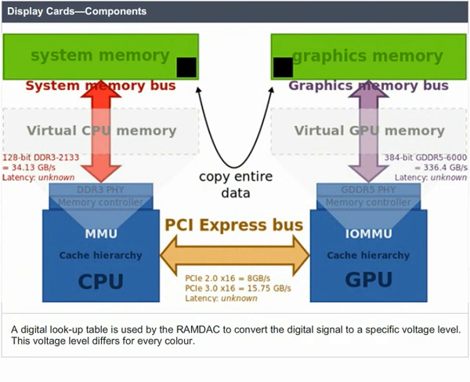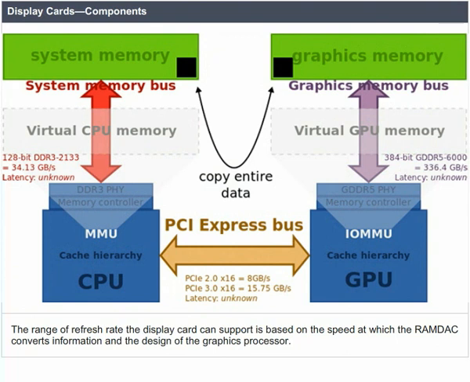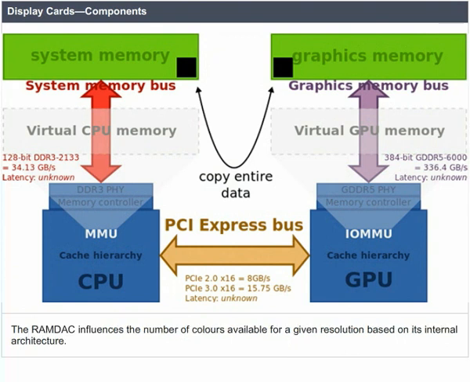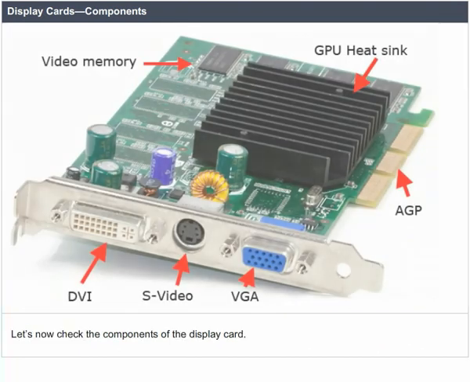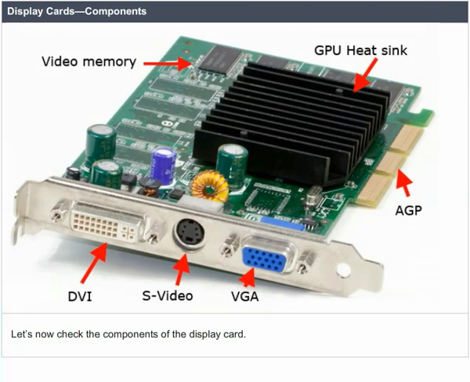A digital lookup table is used by the RAM/DAC to convert the digital signal to a specific voltage level. This voltage level differs for every color. The range of refresh rate the display card can support is based on the speed at which the RAM-DAC converts the information and design of the graphics processor. The RAM-DAC influences the number of colors available for a given resolution based on its internal architecture. Let's now check the components of the display card.